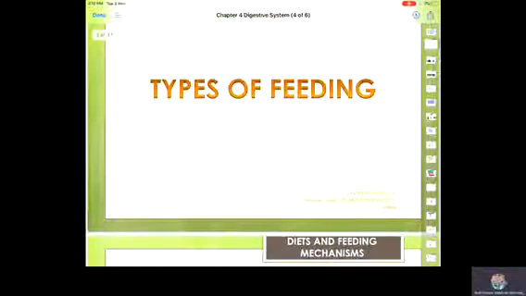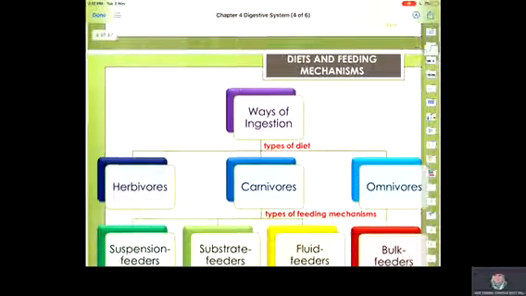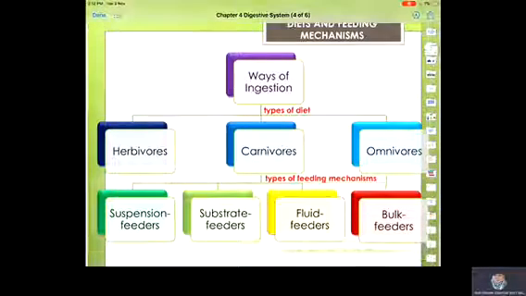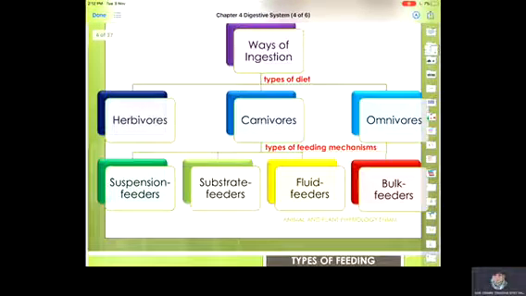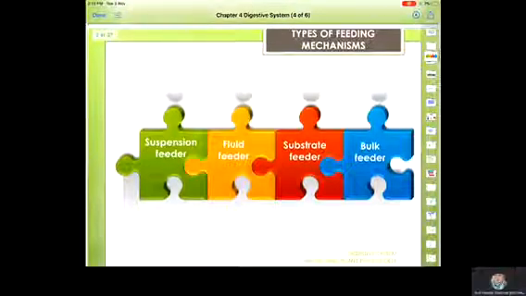So we go first into types of feeding. There are 3 types of feeding: herbivore, carnivore, omnivore. And each of these categories of diet has different types of feeding mechanisms. Feeding mechanism refers to the way this organism is getting their food. The first is suspension feeders, followed by substrate feeders, fluid feeders, and bulk feeders.